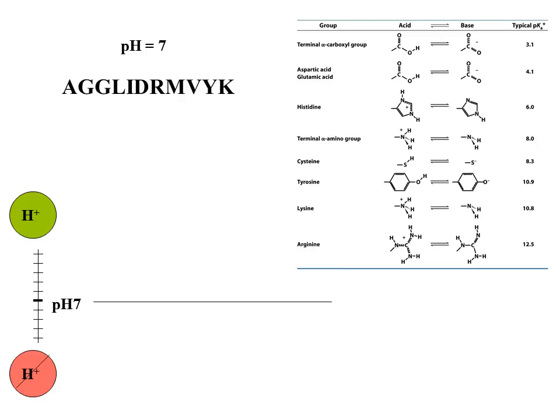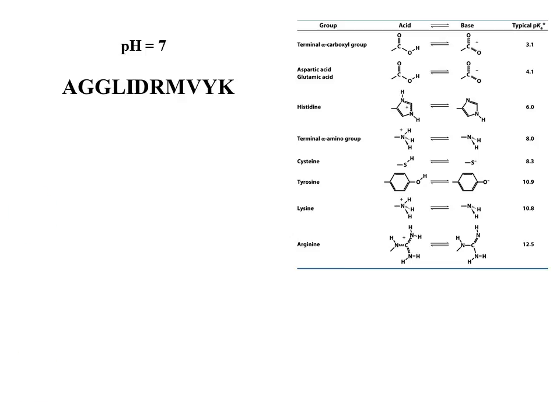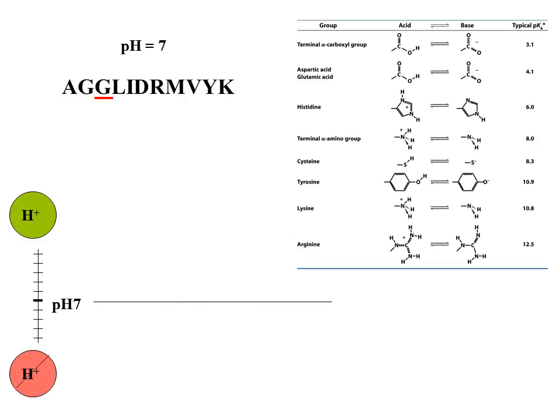First, we need to know what amino acids to consider in this peptide sequence. For example, we have here D. What is D? Aspartic acid. Aspartic acid is 4.1, and the pH is 7. So would it be protonated or deprotonated? It will be deprotonated, so it will be negatively charged. It will be right here.